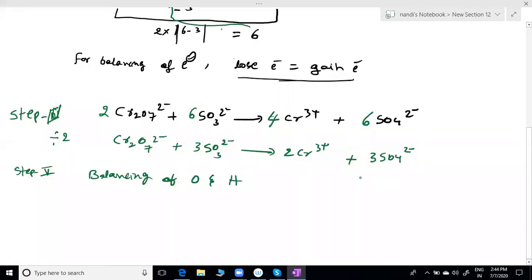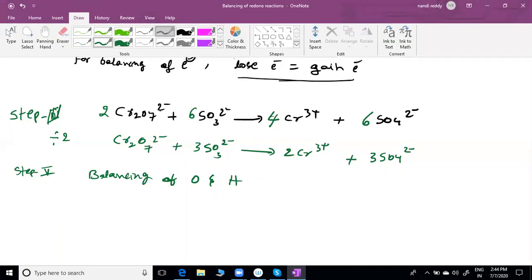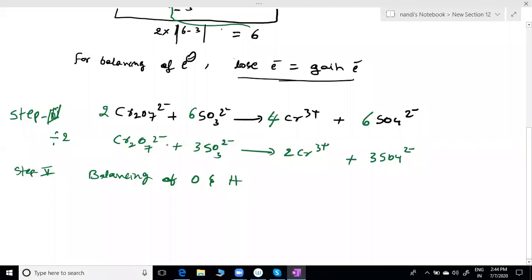Here, how much negative charge is there? You can check the left side. Total negative charge. How much total negative charge? Can you count, please? This is 2 minus, 3 into 2 minus. Total 8 minus. Can I write? Here 2 negative charge plus here 6 negative charge. So total 8 negative charge, sir. 8 negative charge on the left side.